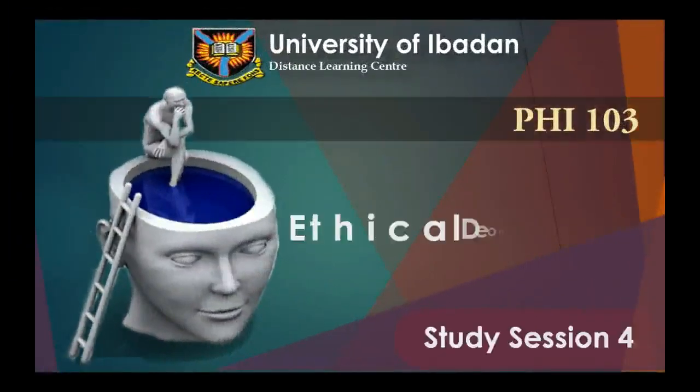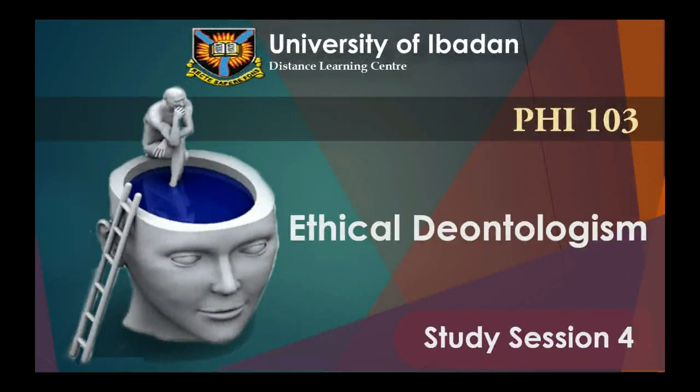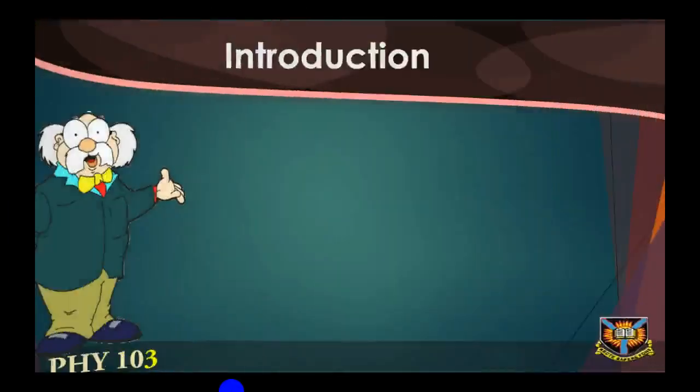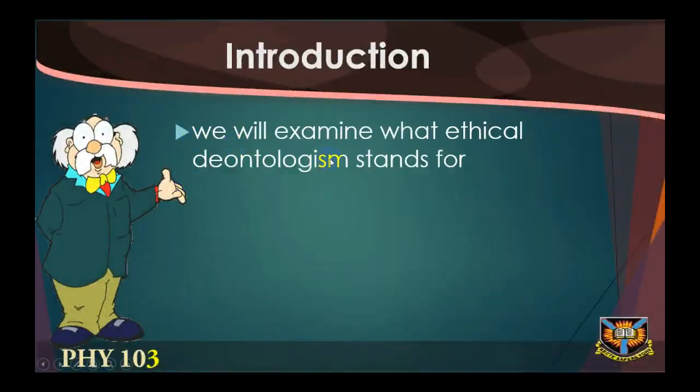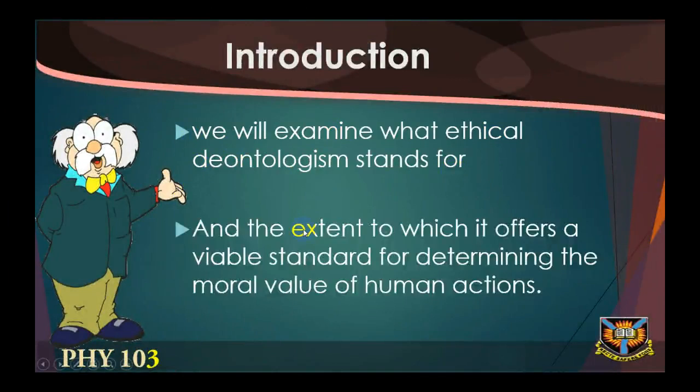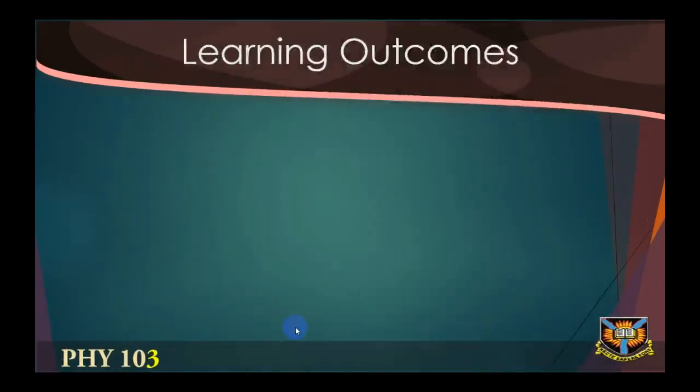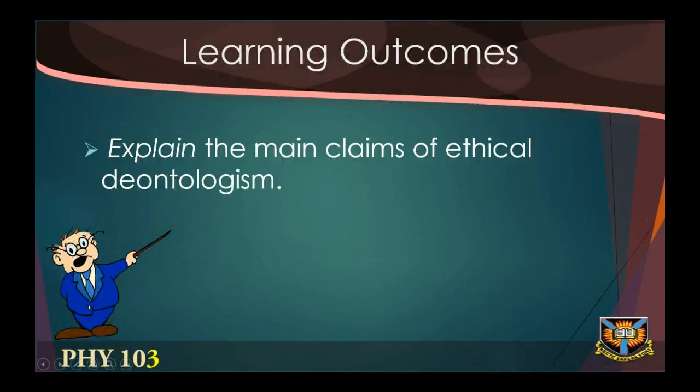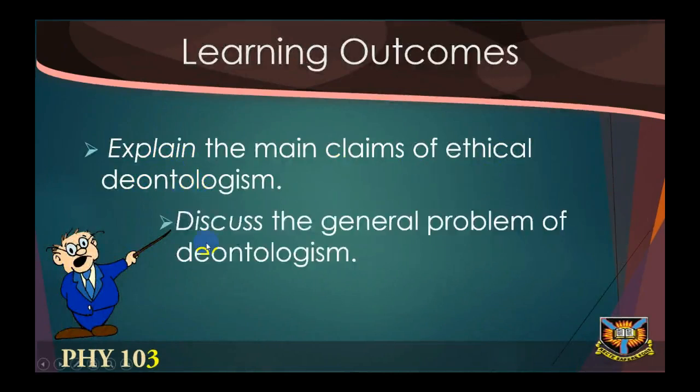Study 103. Study Session 4. Ethical Deontologism. Introduction. In this study session, we will examine what ethical deontologism stands for and the extent to which it offers a viable standard for determining the moral value of human actions. Learning outcomes. When you have studied this session, you should be able to explain the main claims of ethical deontologism and discuss the general problem of deontologism.